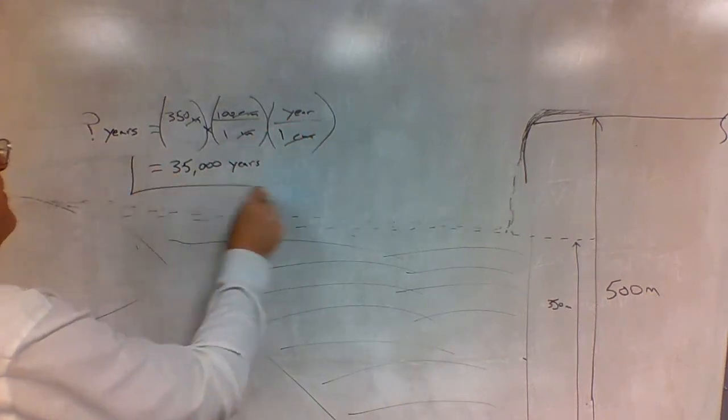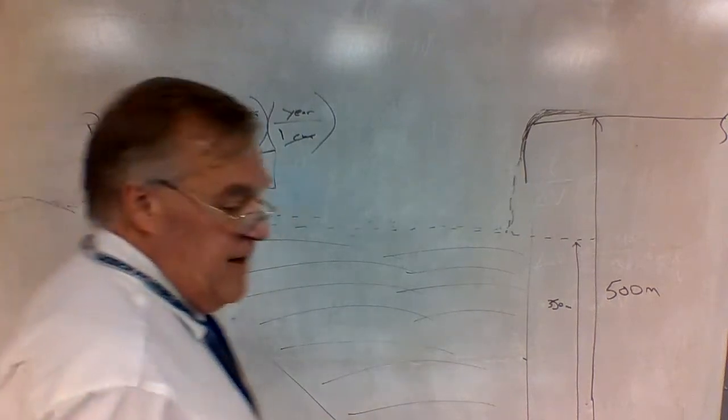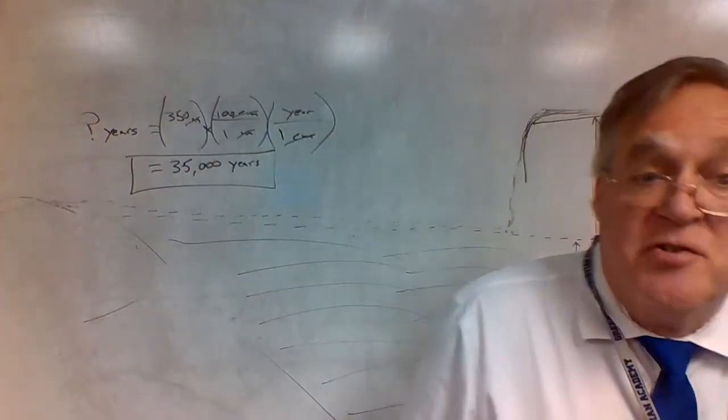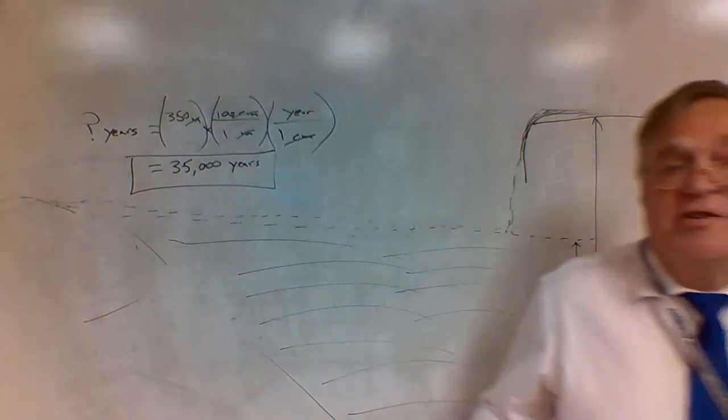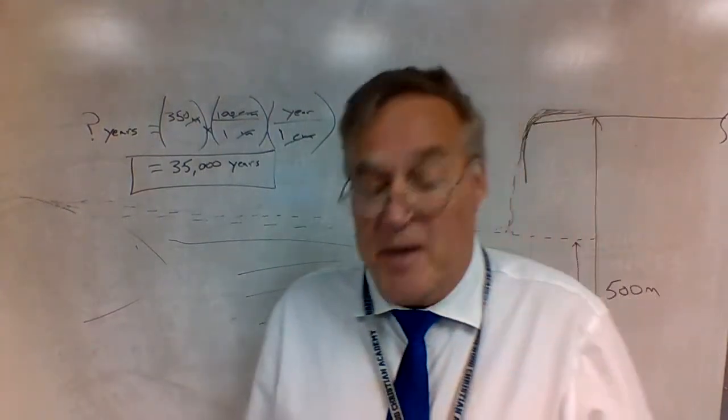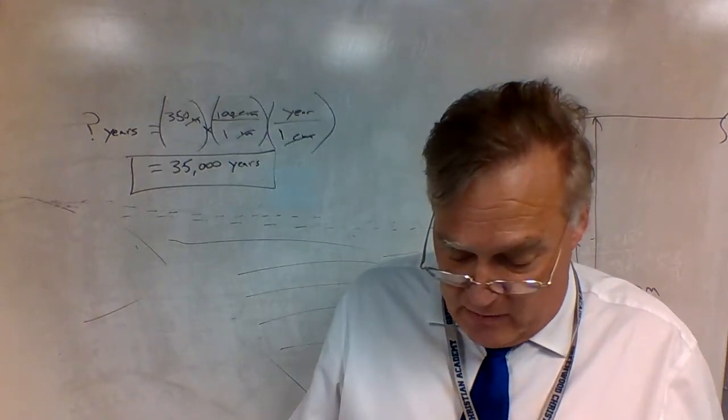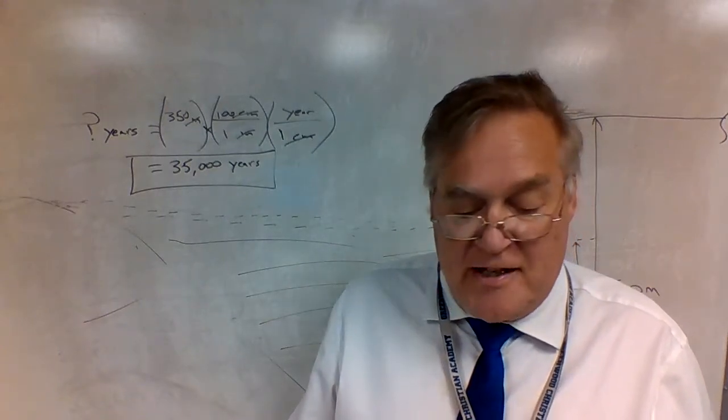Make sense? Okay, so that's what's called dimensional analysis. That was another example of using dimensional analysis this year in Earth Space Science. So 35,000 years is answer C.